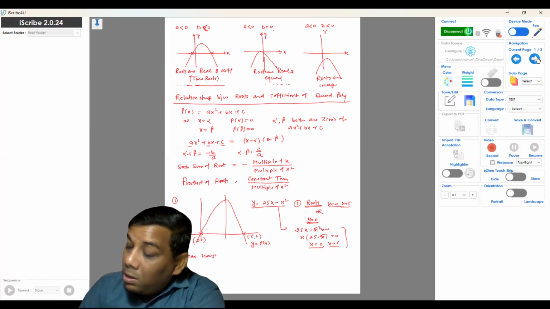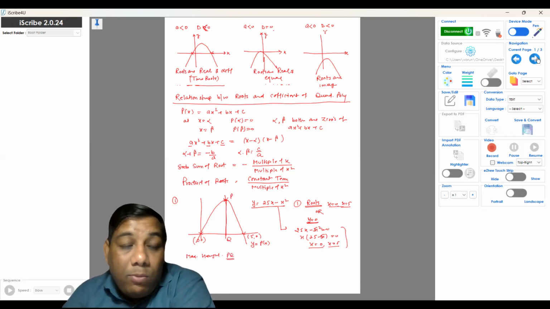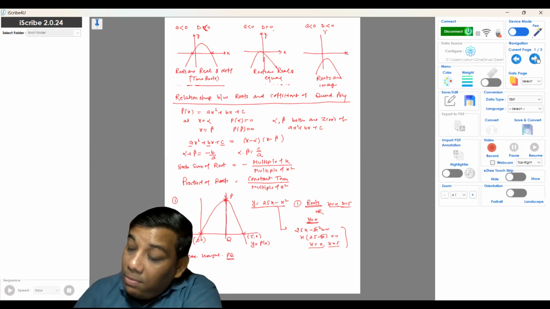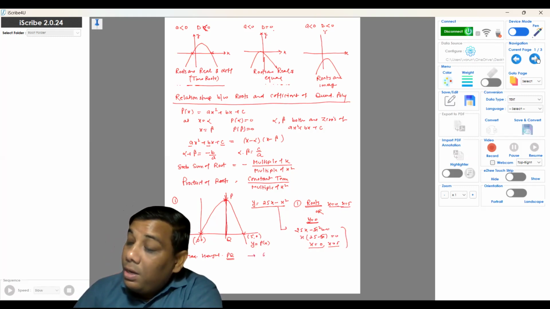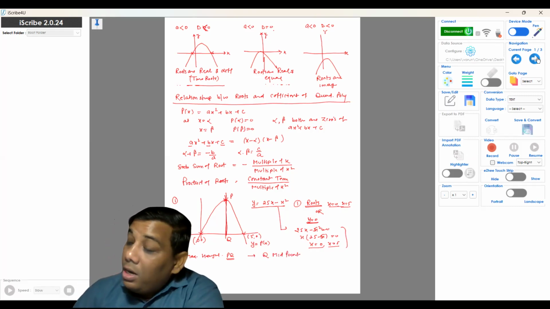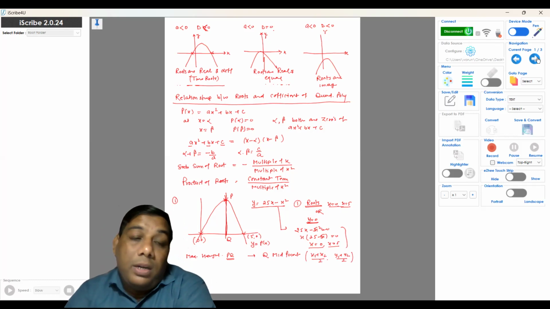maximum height. Maximum height means how much height will we have, the length PQ. Now we know that a parabola is symmetrical about the highest point. If this is symmetrical about the highest point, then Q will become the midpoint. And the coordinate of the midpoint is given by (x1 plus x2) upon 2 and (y1 plus y2) upon 2. So this will be our midpoint.